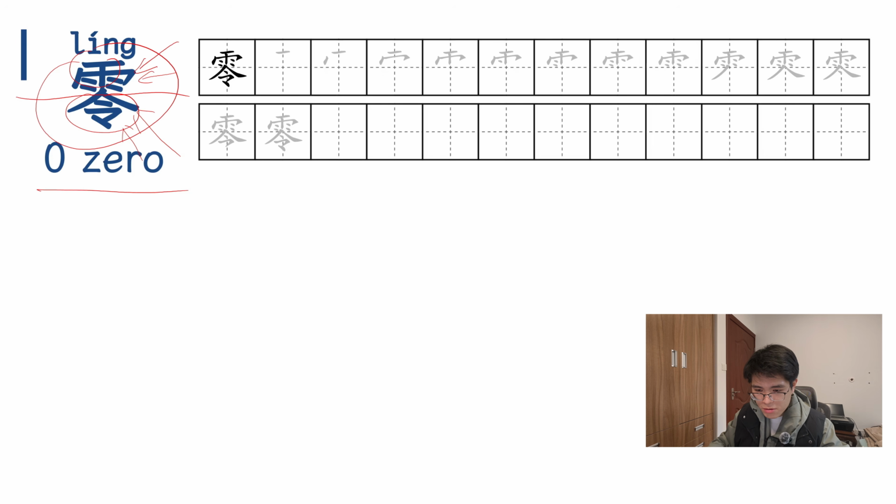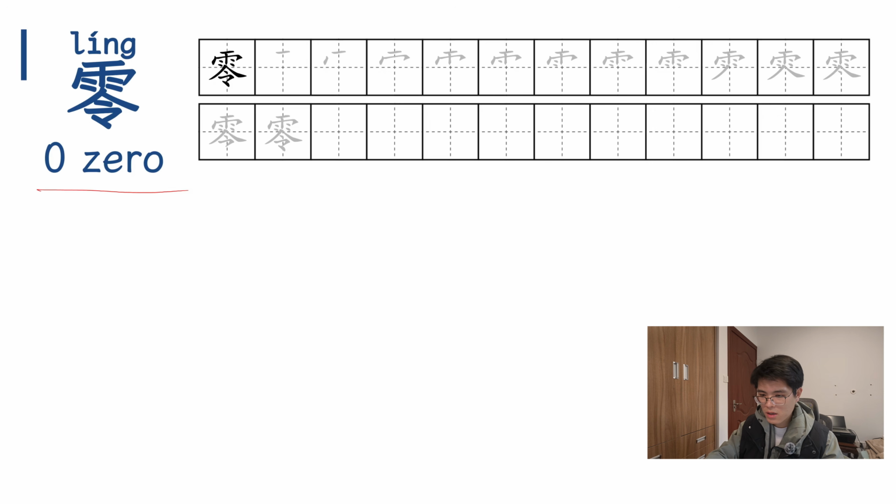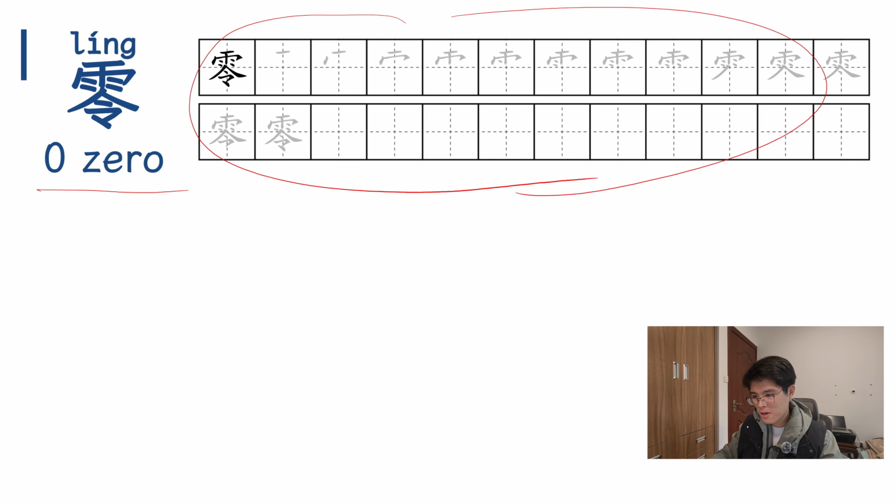Alright, let's go back to the word itself. 零. You can read after me. 零 means 0. The structure is here. Maybe a little complex, so you can pause the video if you want.